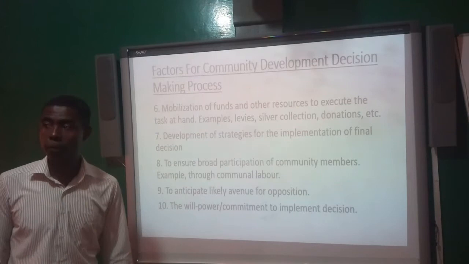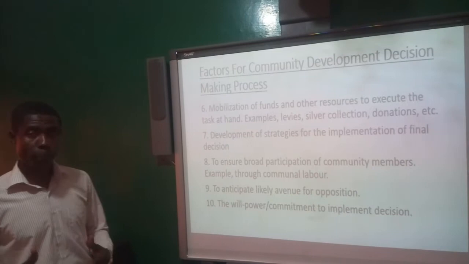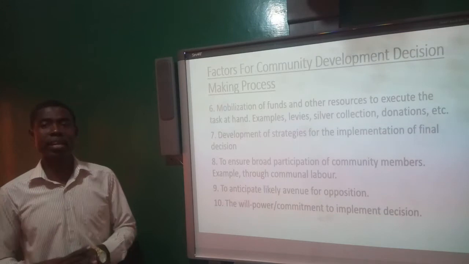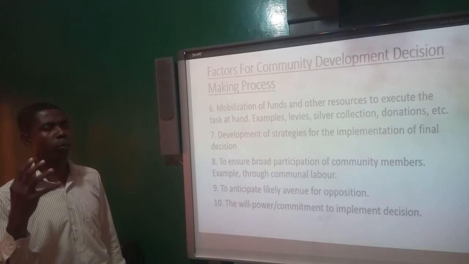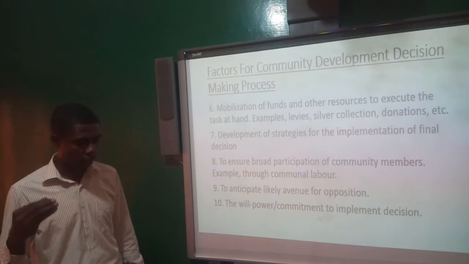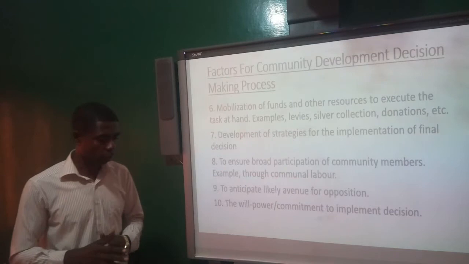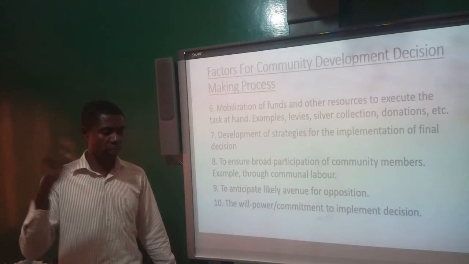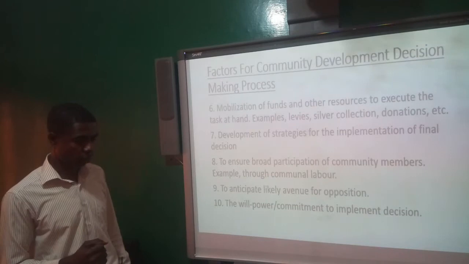Now, having secured the support of the community members and all the other key stakeholders, what do you have to do? Then it comes to funding. One key thing to consider is funding. Where are you going to get the resources from? So you have to mobilize funds and other resources in order to execute the projects at hand. Examples: are you going to take a silver collection, or are you going to levy one another, or are you going to create a fund that people are going to donate into? So you need to mobilize funds for the particular projects that they want to undertake.